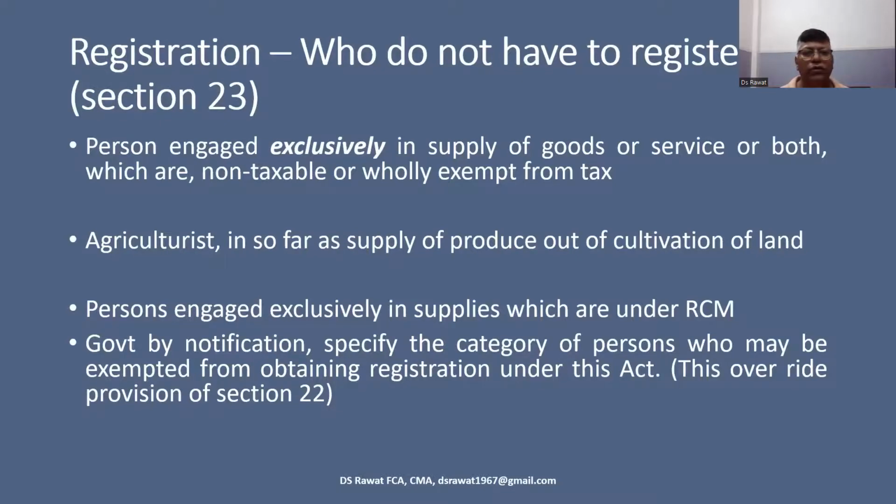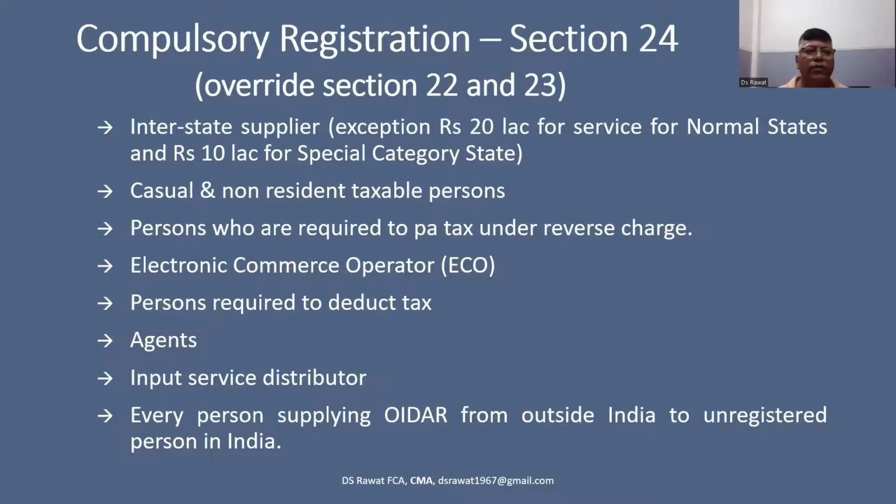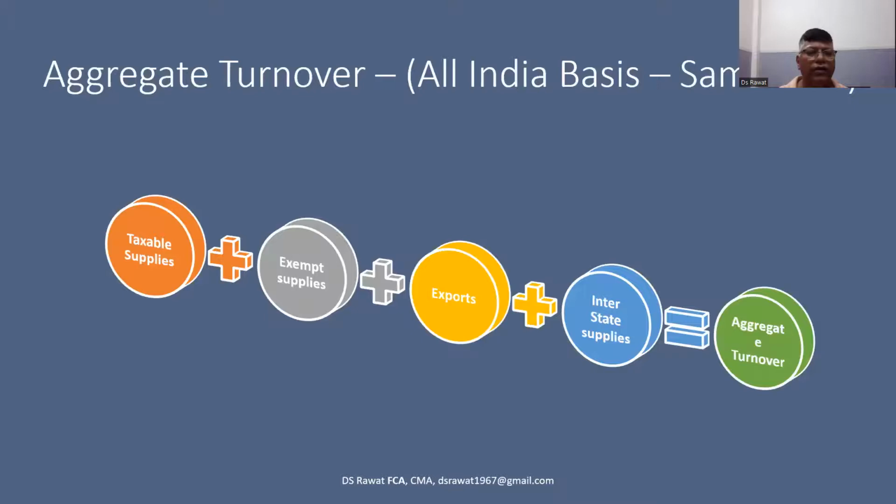Now we come to the conclusion: who does not have to register. Persons engaged exclusively in supply of goods or services that are exempt, we have already covered. Now, what is the definition of aggregate turnover? Aggregate turnover means taxable supply plus exempt supply plus export plus interstate supplies. We will come to these one by one, and the total of these is aggregate turnover.